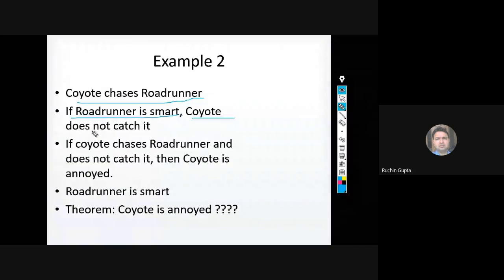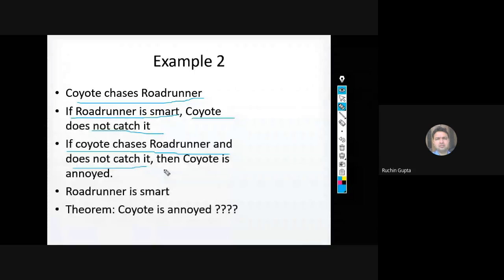Coyote does not catch it. Then the third, if coyote chases roadrunner and does not catch it, then coyote is annoyed. And roadrunner is smart. Now we have to infer whether coyote is annoyed or not. So this is our knowledge base and this is our alpha.